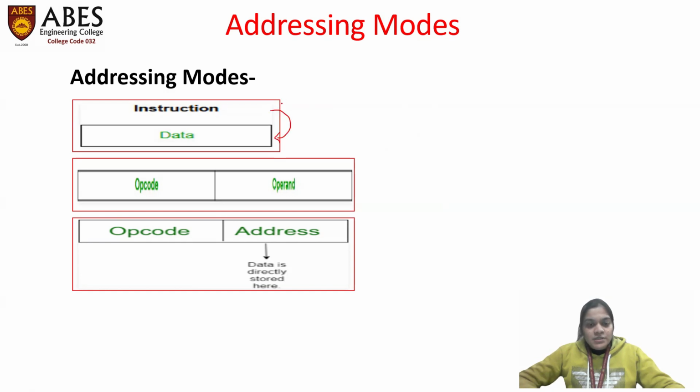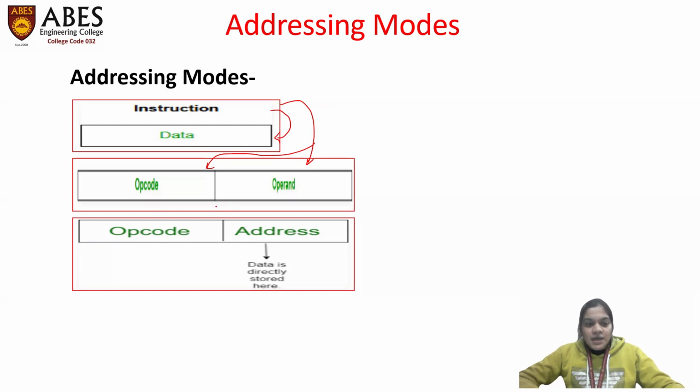But the instruction itself is a combination of two components. One is the opcode and another is the operand. So opcode is the operation that has to be performed on the data, and the operand is itself the data. So these two words are similar for the same thing. Data and operand are the same thing.